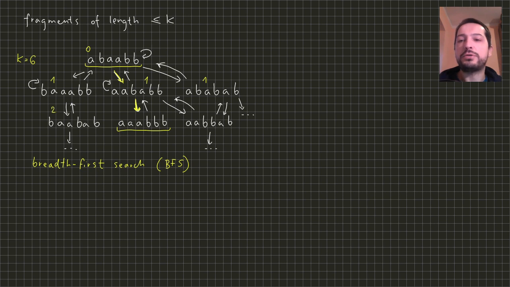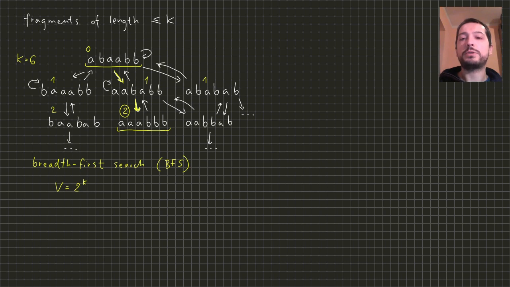And we continue this procedure until we hit a vertex with 3 A's and 3 B's. Then we can stop and return the length of the shortest path. So what is the time complexity of this algorithm? Well, in our graph we will have at most 2 to the power of k vertices, because each vertex corresponds to a string of length k, and each letter in the string can be either A or B.